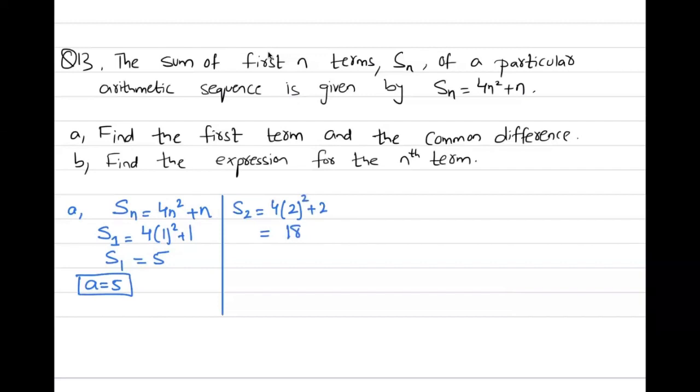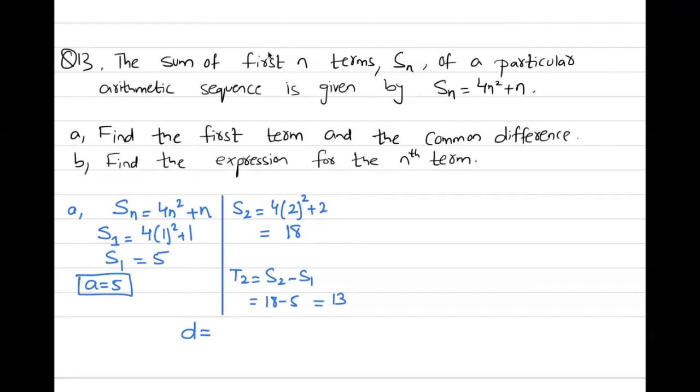You are going to first find the second term. How do you find the second term? Would you agree T2 is going to be S2 minus S1? 18 minus 5, that is 13. So the second term is going to be 18 minus 5, 13.